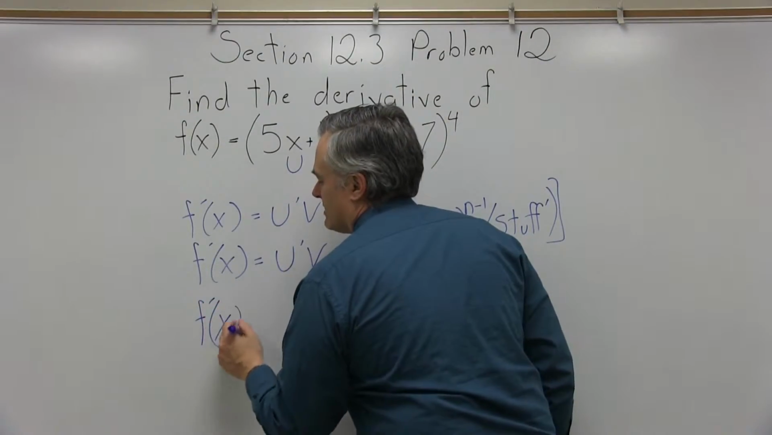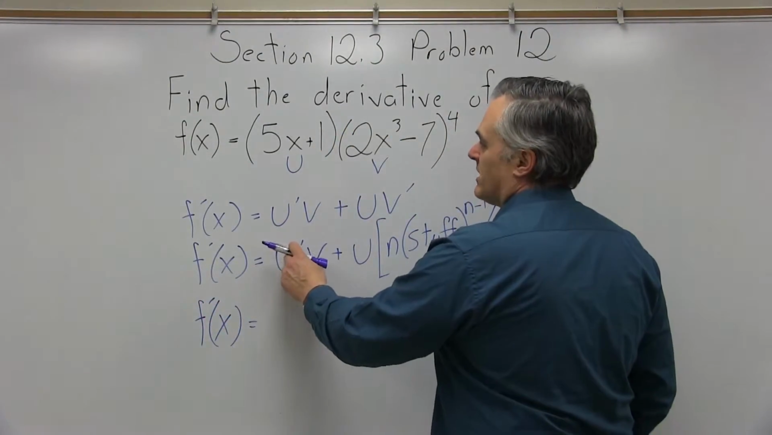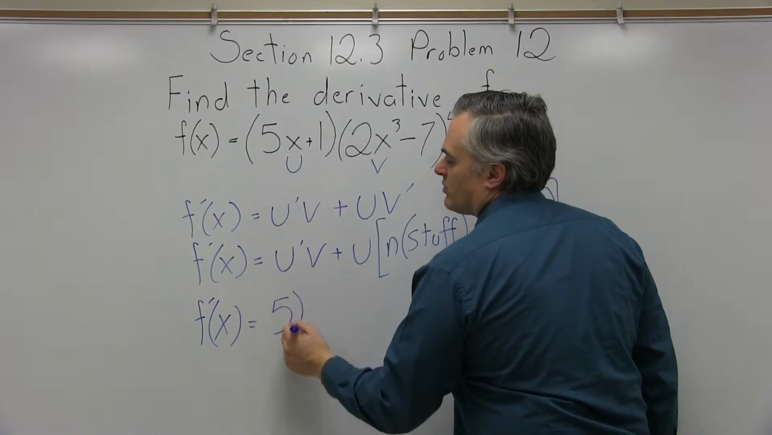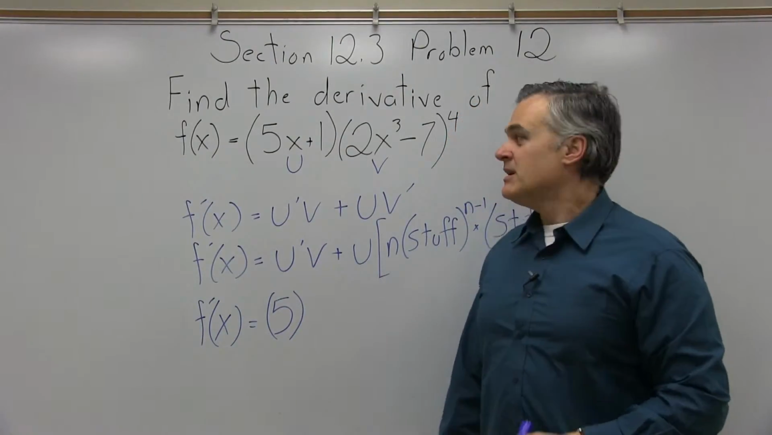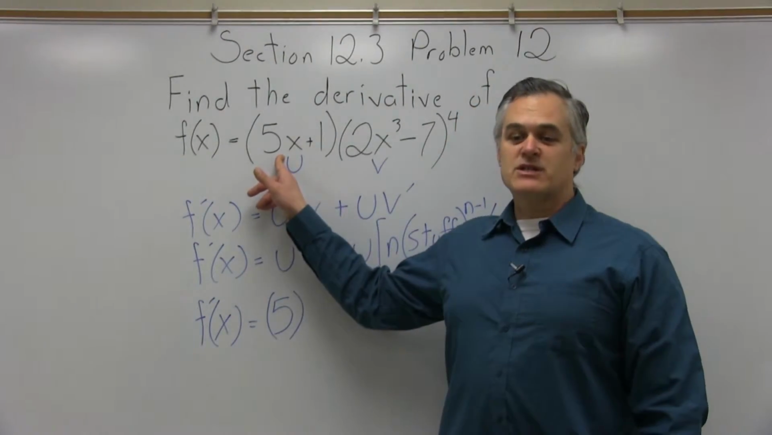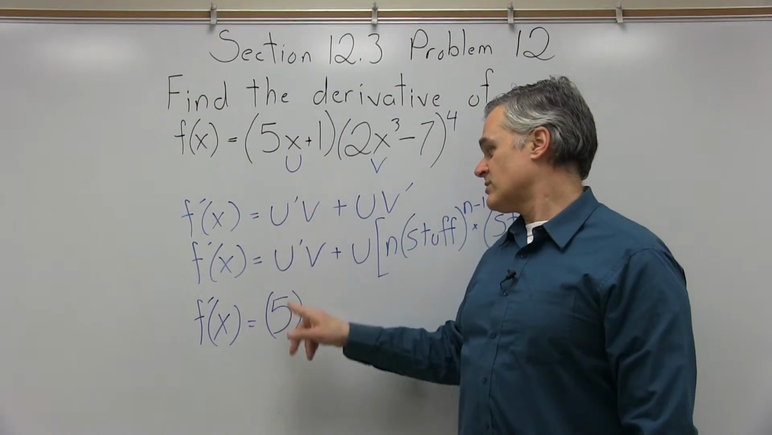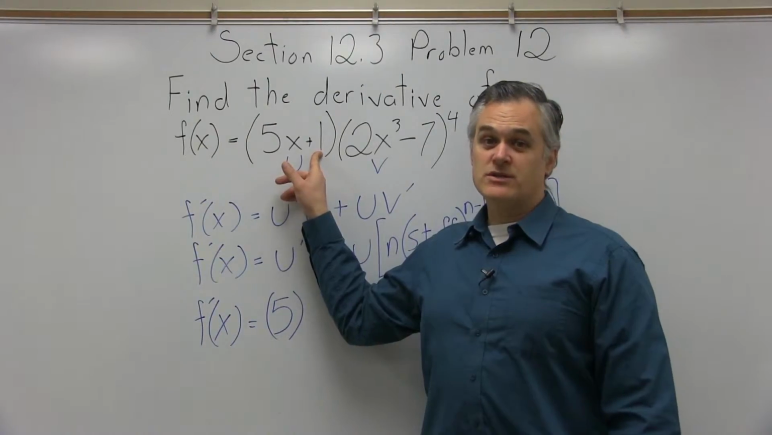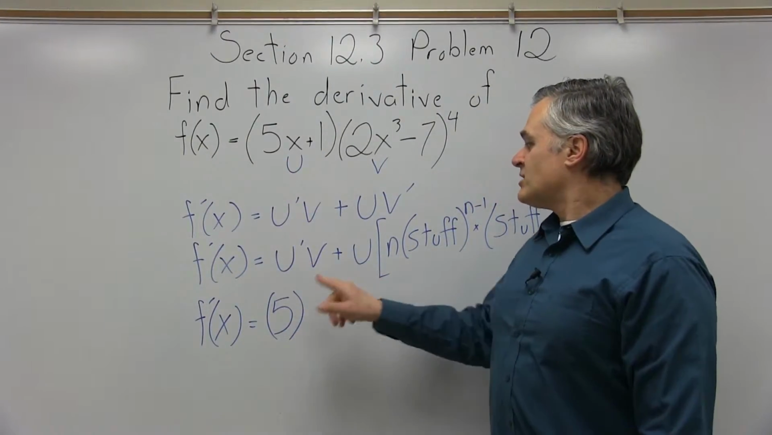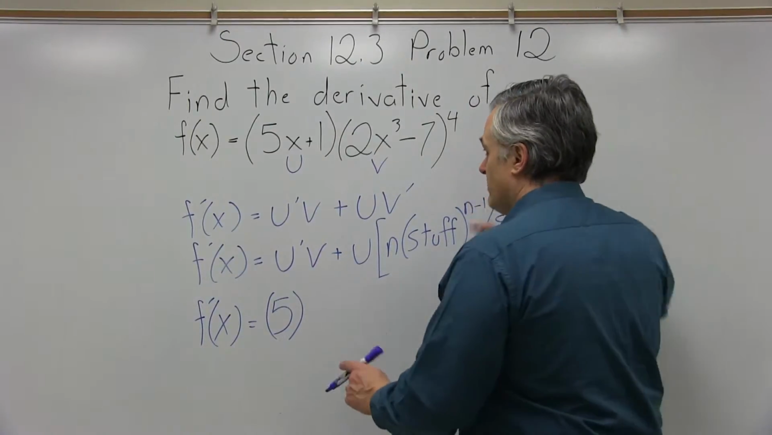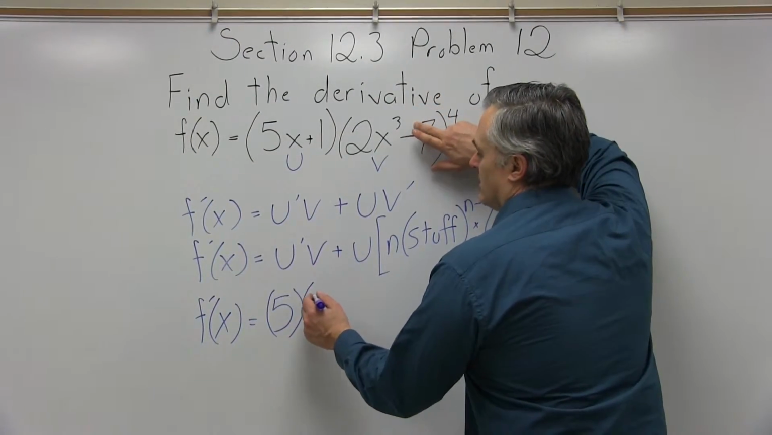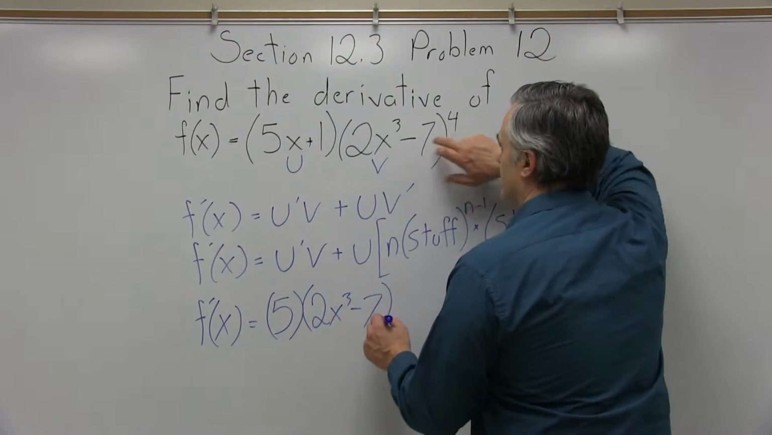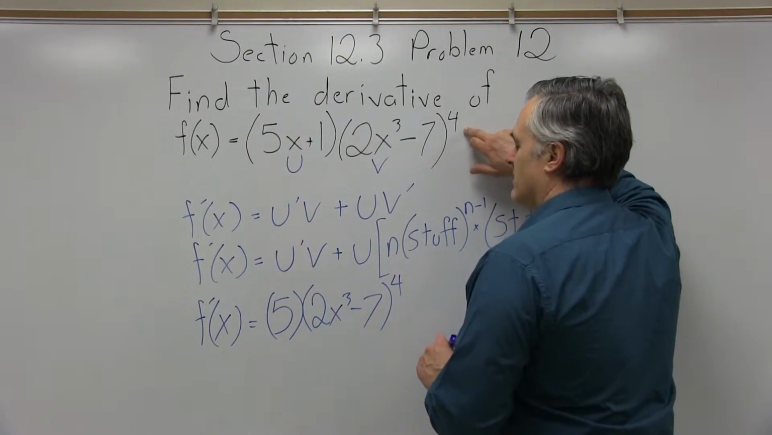F prime of x is u prime. We start with u prime. So u is 5x plus 1. U prime, the derivative of 5x plus 1, is just simply 5. Again, the 5x, because it's only an x to the first power, the derivative is the number in front of the x, which is a positive 5. The plus 1 on the end has no x with it, just 1, so its derivative is 0. So that's u prime. Then times v. No prime, just v. So just v is 2x to the third minus 7 in parentheses, and the parentheses are raised to the fourth power.